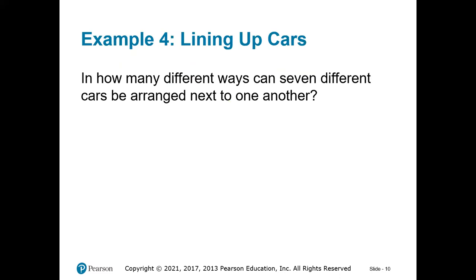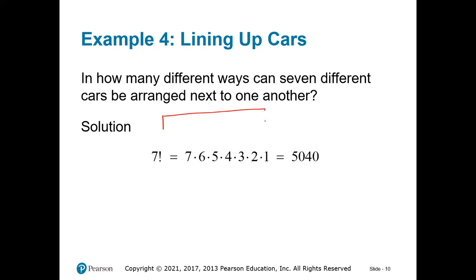Well, here is an example. In how many different ways can 7 different cars be arranged next to one another? Well, it's 7 factorial, right? Which is 7 times 6 times 5 times 4 times 3 times 2 times 1, which is 5,040 different ways. Suppose that you have 7 cars, right? And you want to park them next to each other. 1, 2, 3, 4, 5, 6, 7, right? In how many ways can you do this?